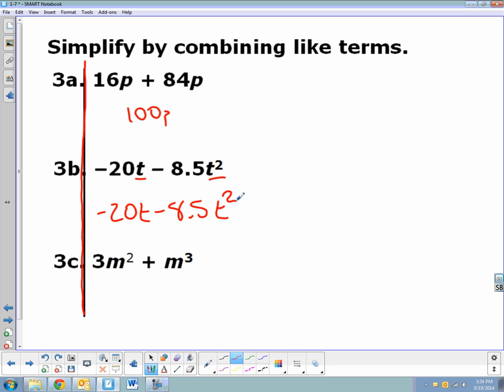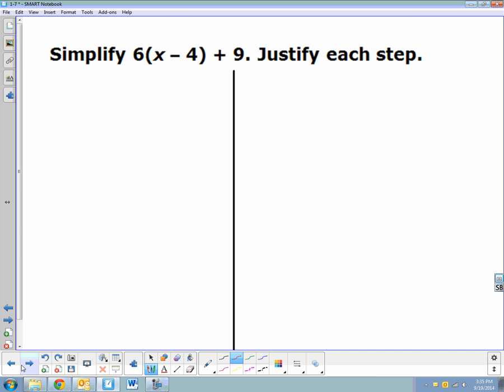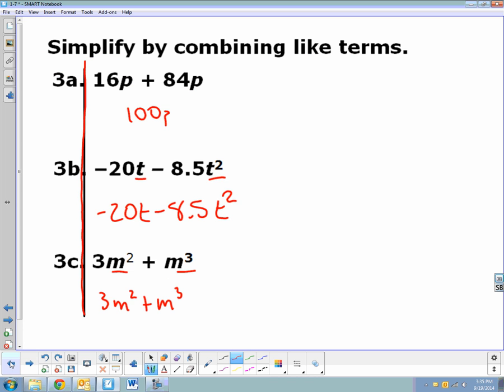The last one, we've got 3m squared plus m cubed. Again, different terms. M squared, m cubed, nothing I can do. So it's as simplified as it gets. And we will look at the next stuff in a different video.